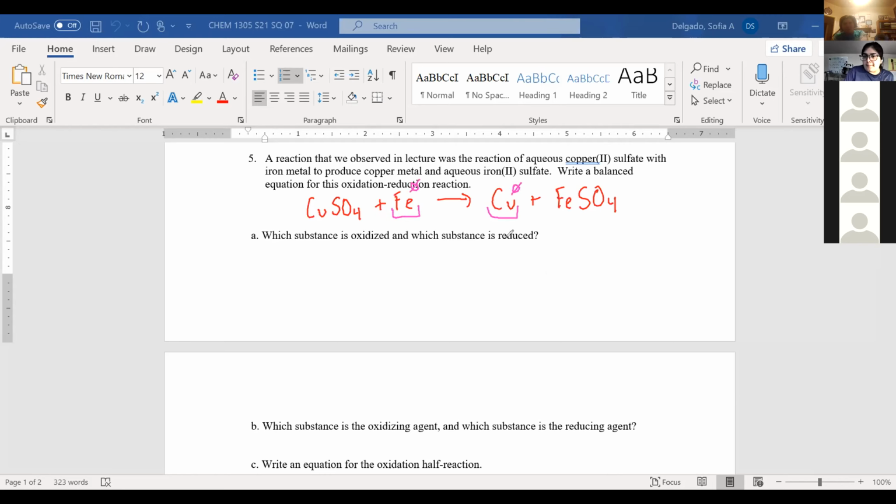They're always 0 in their elemental form. Yeah, exactly. Their elemental form, or they're by themselves. So we have an oxidation number of 0. Okay, so now let's do the oxidation number for sulfate. Anybody?